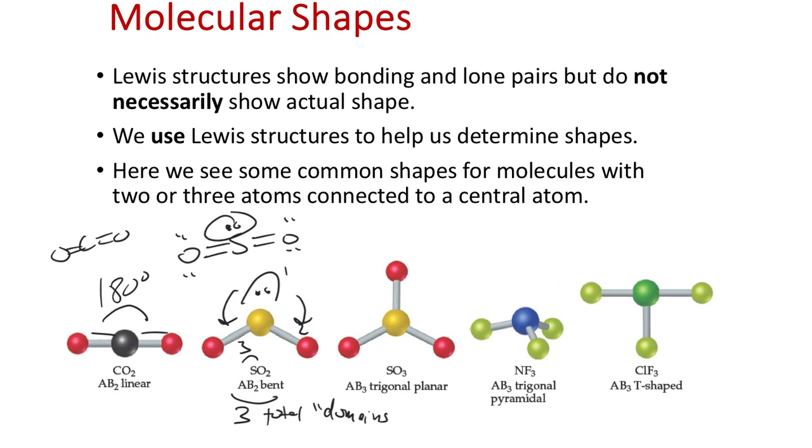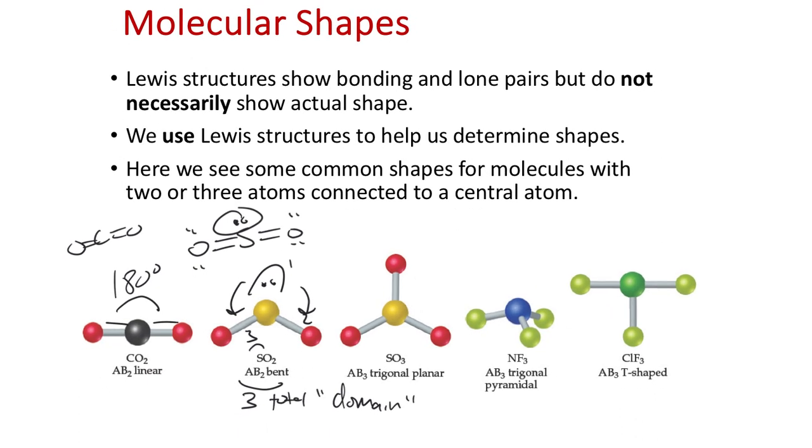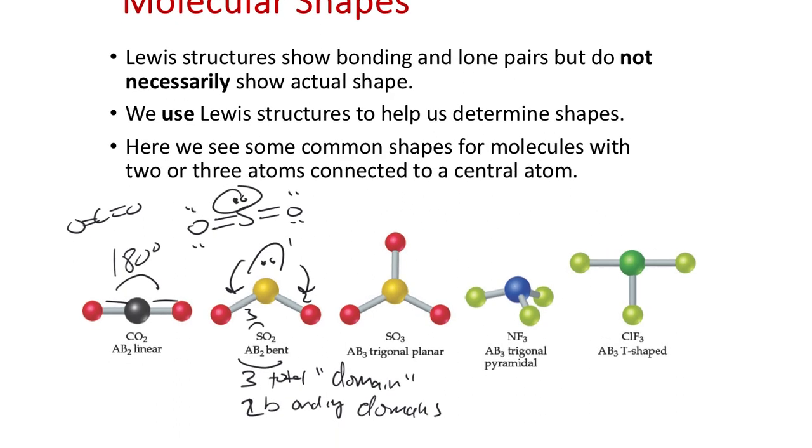Let me rewrite domains. So what a domain is: it's either a bond to another atom, and that bond could be single or it could be double. It doesn't matter what the type of bond is, but a bond to a given atom is one domain. So we have 2 bonds, so we have 2 bonding domains. We have 1 non-bonding domain. So we have 2 bonding domains for SO2, and we have 1 non-bonding domain. A non-bonding domain is just that pair of electrons.